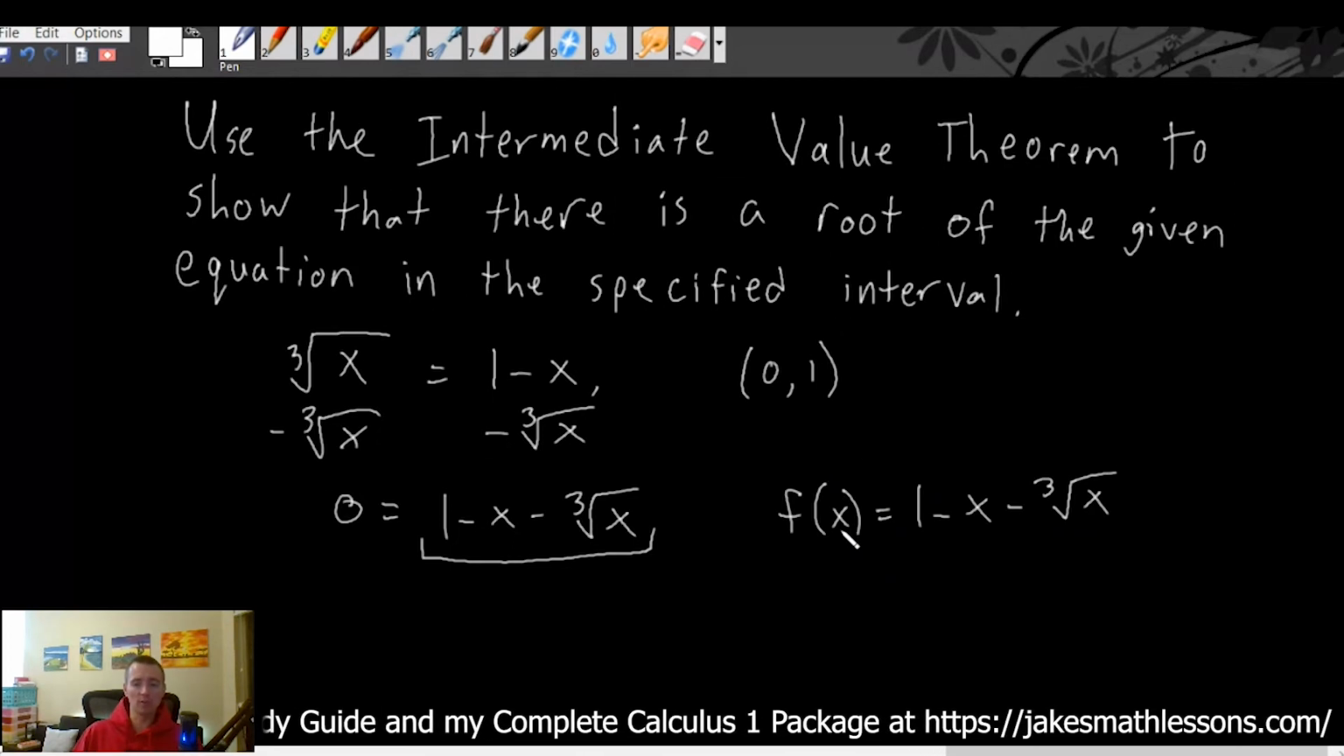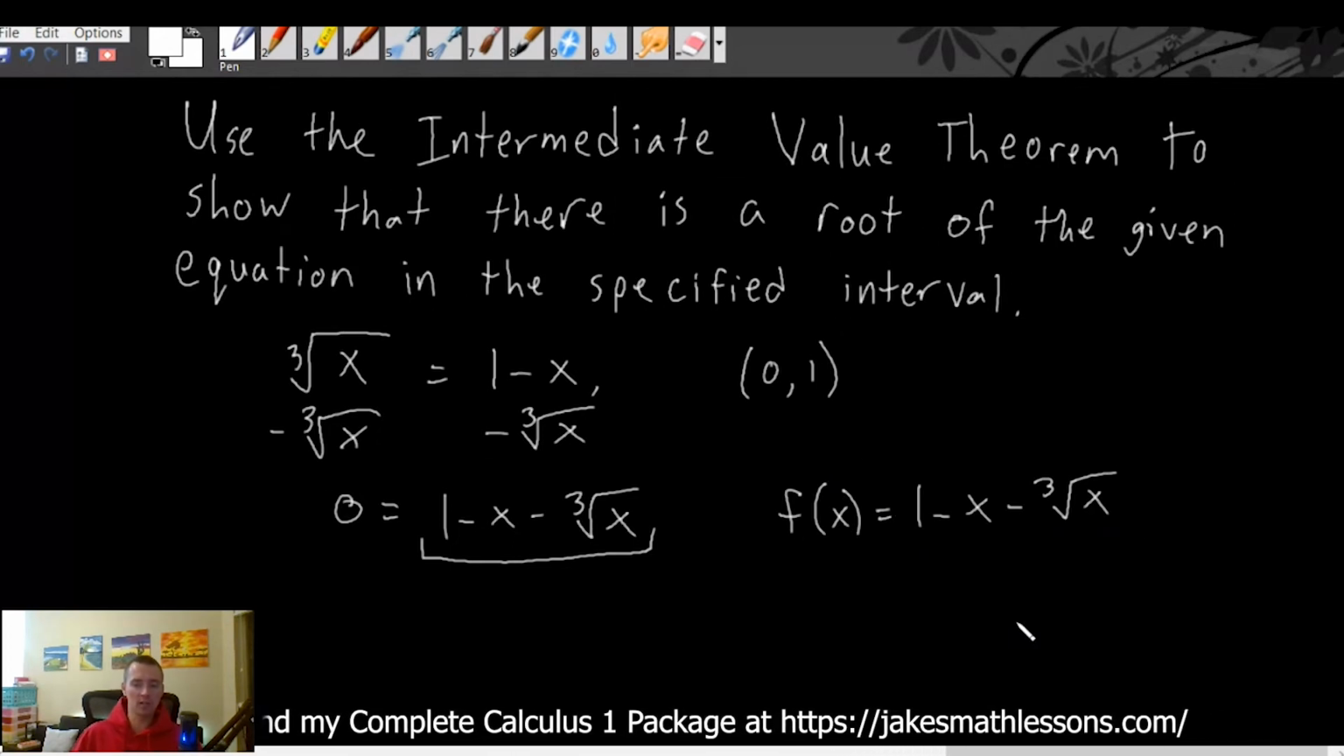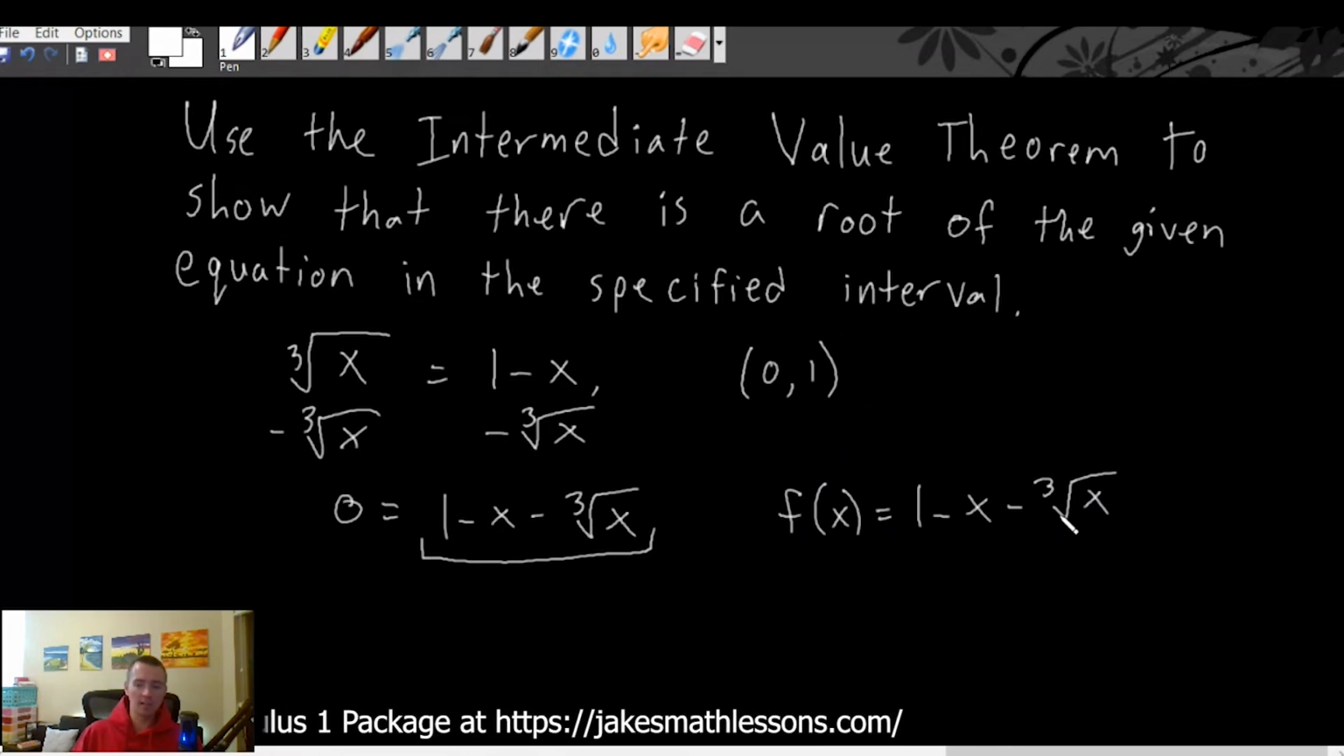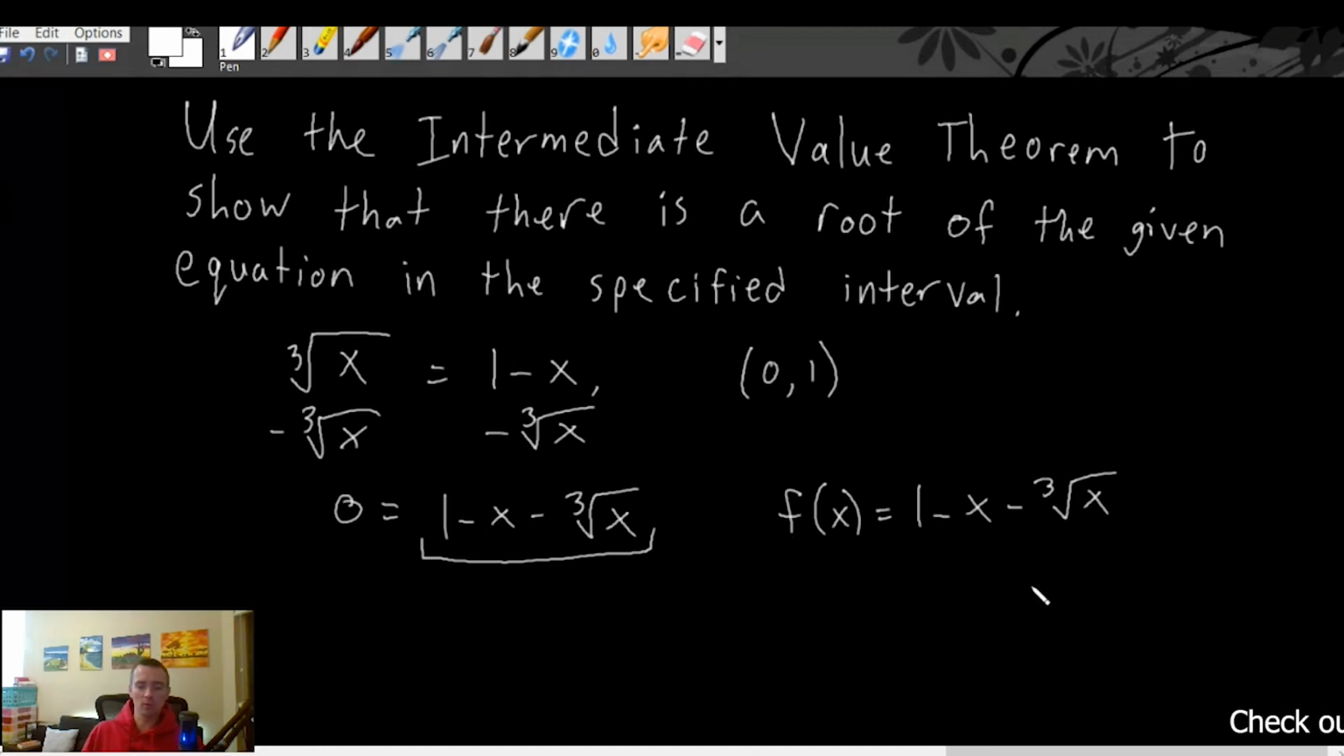So as a result, this entire function is going to be continuous everywhere. Cube roots are fine to take. It's fine to take the cube root of a negative number, so we're not going to get any issues here with taking a cube root of x. But even if that were an issue, 0 to 1 is obviously not. There's no negative numbers in there. So everything between 0 and 1, this whole function is continuous.